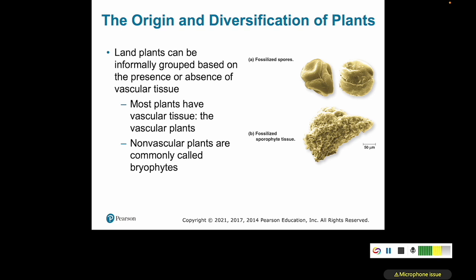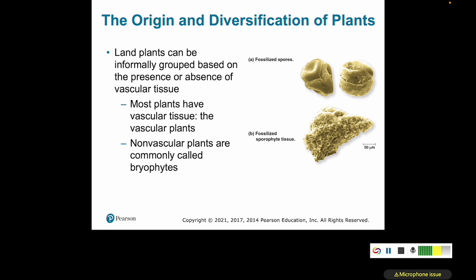So most plants have vascular tissue. If you think of a tree or a flower, these are vascular plants. They have tissues that will carry water or carry sugar through the plant. Non-vascular plants do not have vascular tissue, and they're commonly called bryophytes. I do want to point out, this is not a genetic grouping. So all bryophytes are not going to be genetically or evolutionarily related to each other.